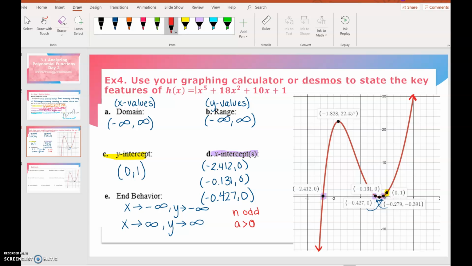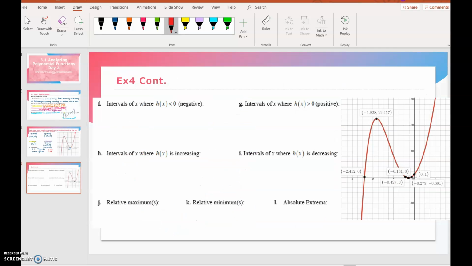Right, so this is where we left off in part 3, and now we're going to be focusing on part 4 of 3.1, which is still looking at the graph, and we're just going to add some more information of key features. So, where is the graph negative? Okay, so we're first going to look where it's negative.